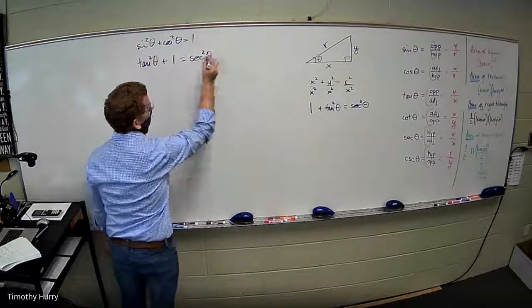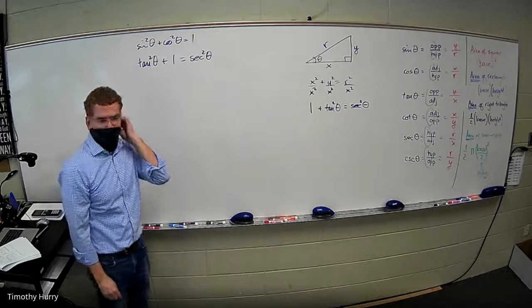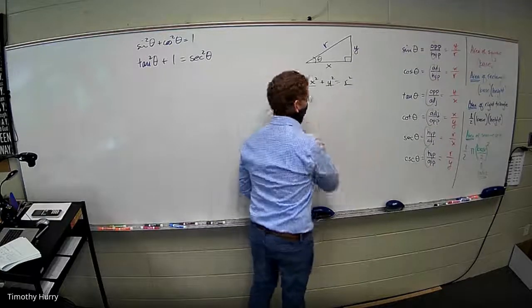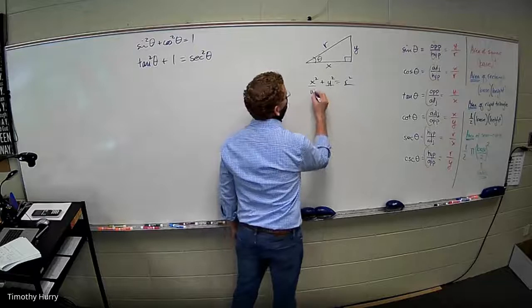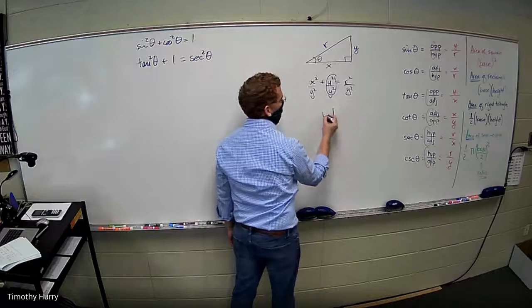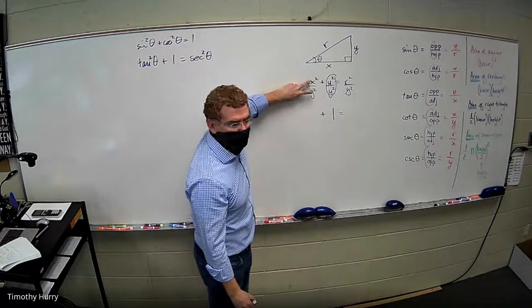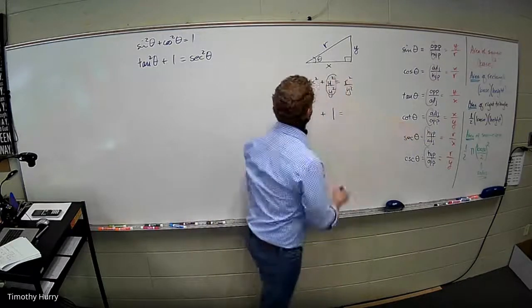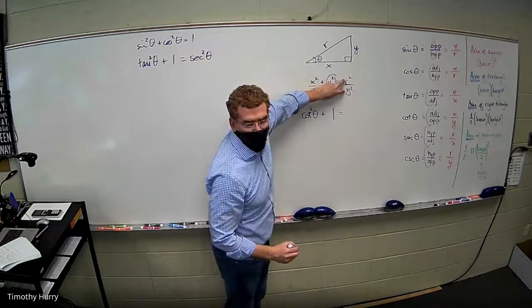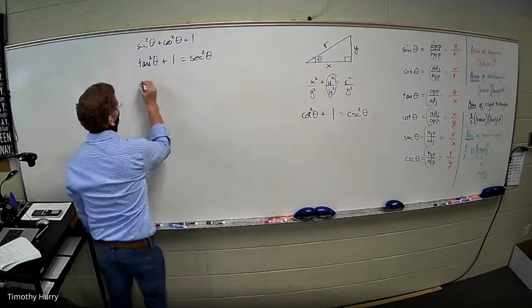Sadly, you're going to have to know these, but you're not going to have to prove them. And last proof, what if instead of dividing by x squared, I divided by y squared? Now, what happens to this? What is x over y squared? Cotangent squared. What is r over y squared? Cosecant squared. That's the last one.